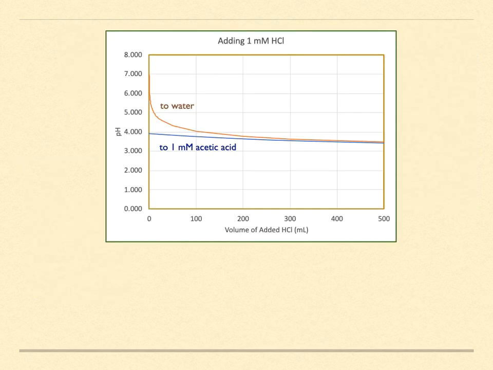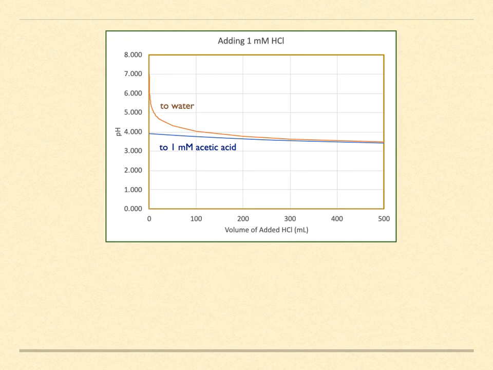Here's the addition of 500 milliliters of the acid. It is at this point that the two solutions finally start to show a similar behavior. But the important point is what happens with the addition of small amounts of acid. In pure water, that would lead to large changes in pH, while in the buffered solution, the pH changes would be negligible. This is very important in many reaction situations.